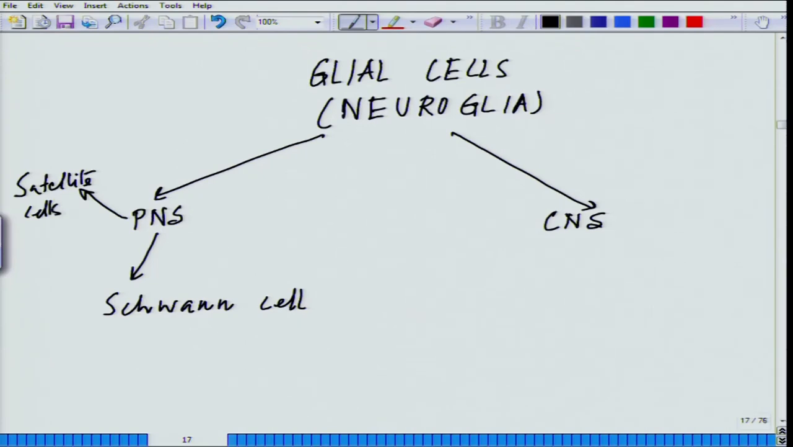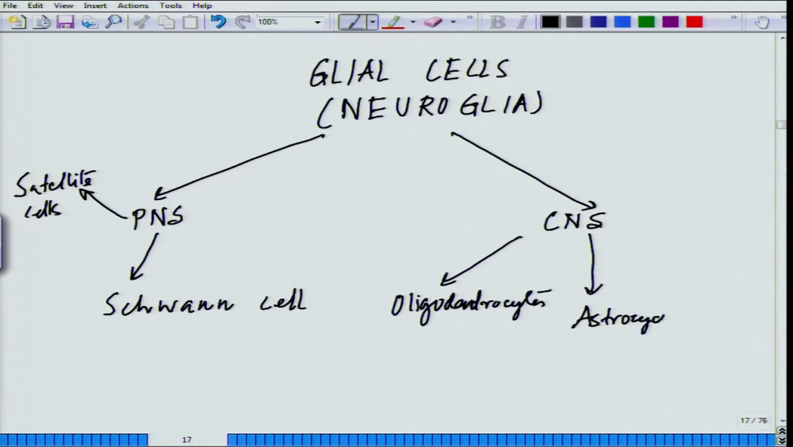And within the central nervous system, you have oligodendrocytes, astrocytes, and you have microglia.